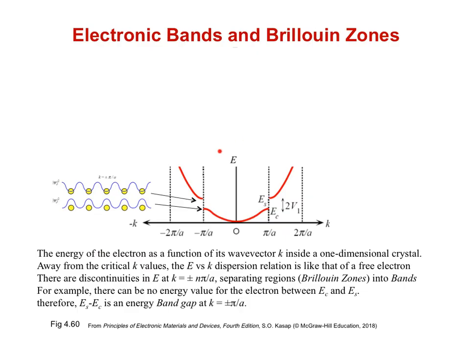Looking again at our dispersion relation of energy versus k, away from the critical k values, the dispersion relation E versus k is parabolic like that of a free electron. However, at k equals pi over a, there are discontinuities in the dispersion relation due to the wave function that strongly avoids the atoms and the wave function that's strongly attracted by the atoms. These two wave functions have the same k vector, but different energies due to the difference in Coulombic potential energy.